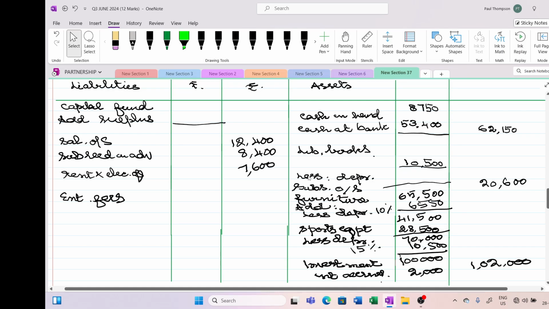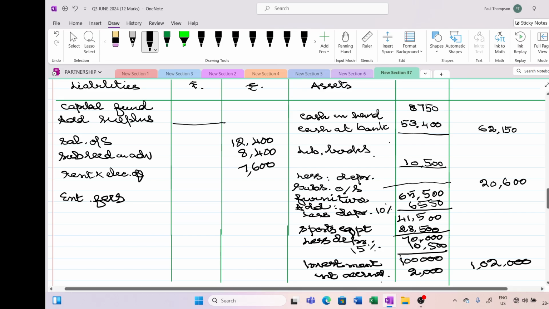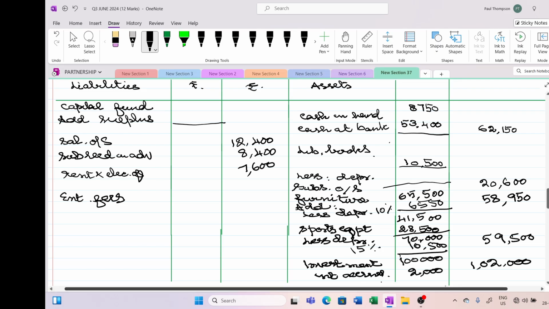The balancing figure is your subtracting after 65,500, furniture will be 58,950 after subtraction. Sports equipment will be 59,500. Okay, so cash and bank is there, investment is there, subscription outstanding is there, furniture, sports equipment, books we have to come back, then it will be over.